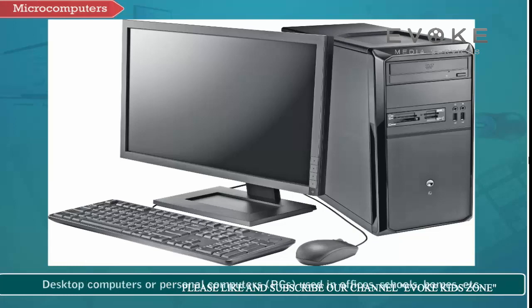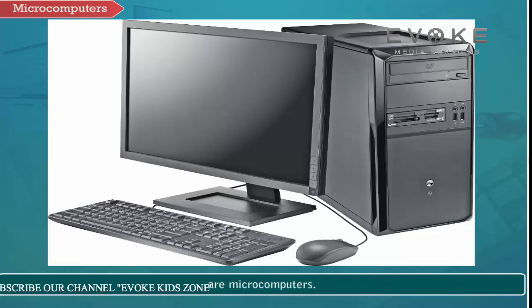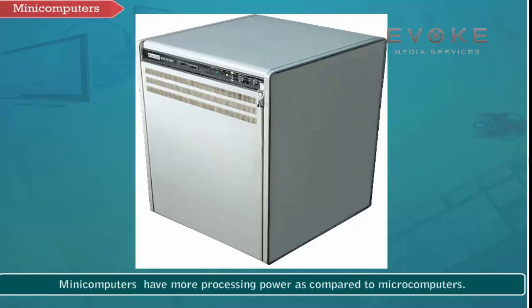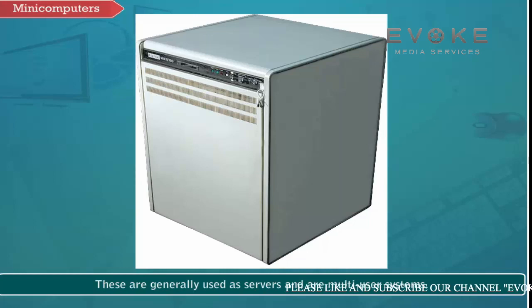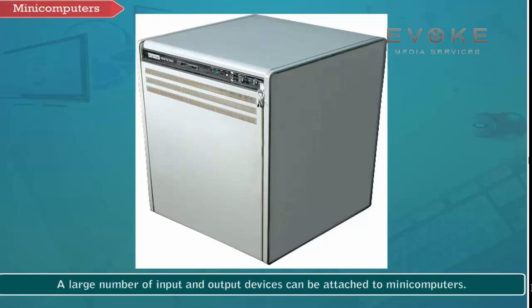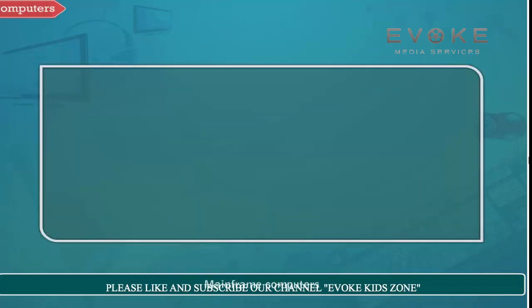Desktop computers or personal computers, PCs, used in offices, schools, homes, etc., are microcomputers. Mini-computers. Mini-computers have more processing power as compared to microcomputers. These are generally used as servers and are multi-user systems. They have more memory and can therefore store more data as compared to microcomputers. A large number of input and output devices can be attached to mini-computers. CDC 1700 and HP 3000 are examples of mini-computers.